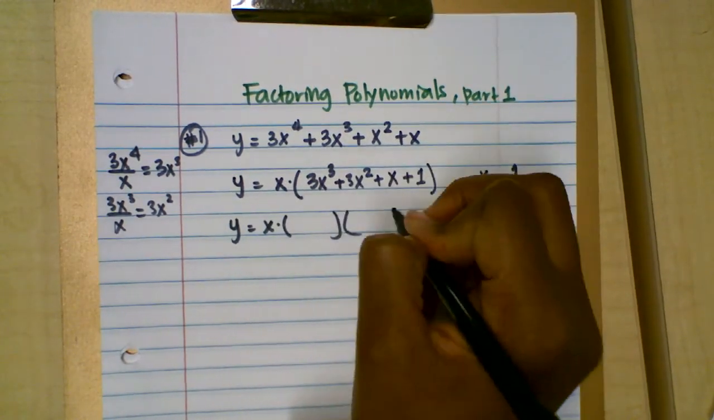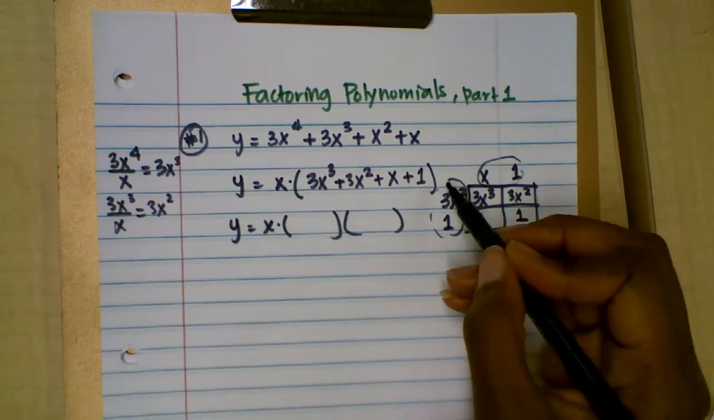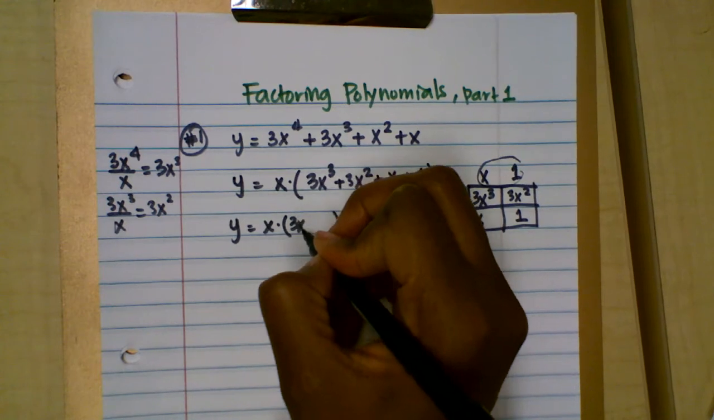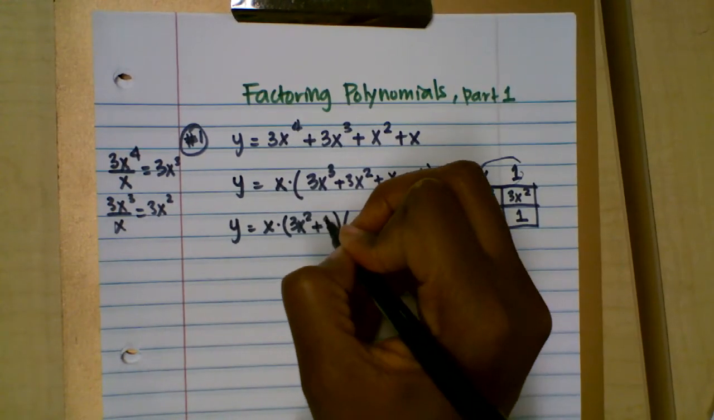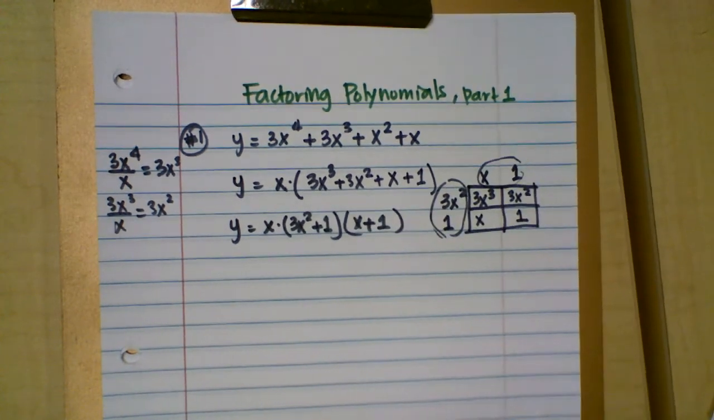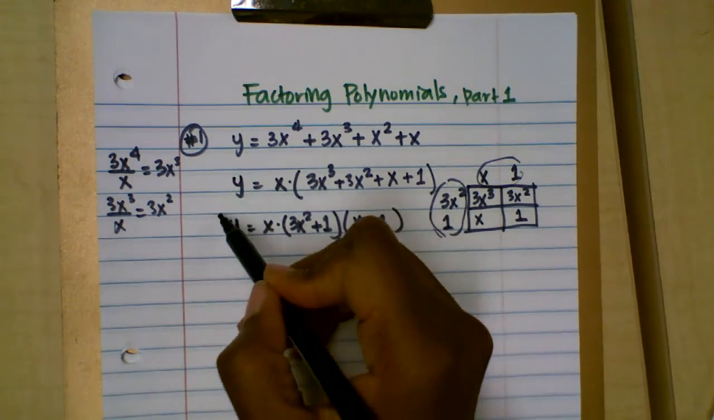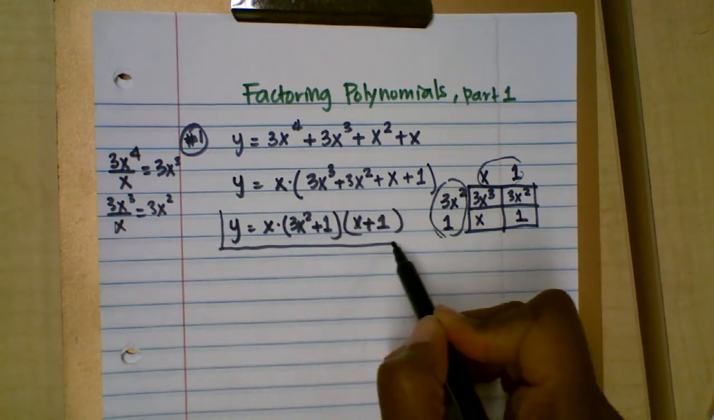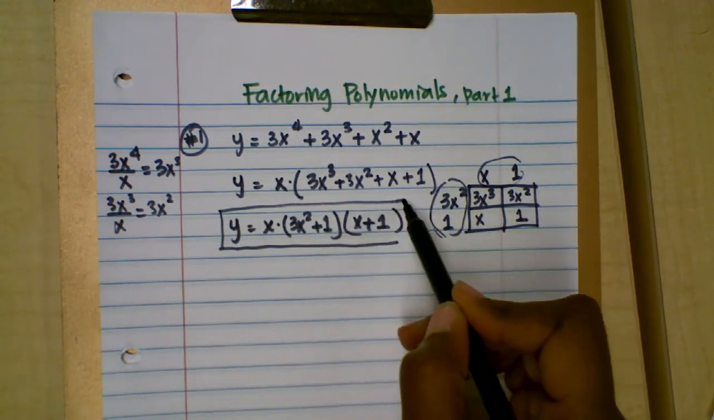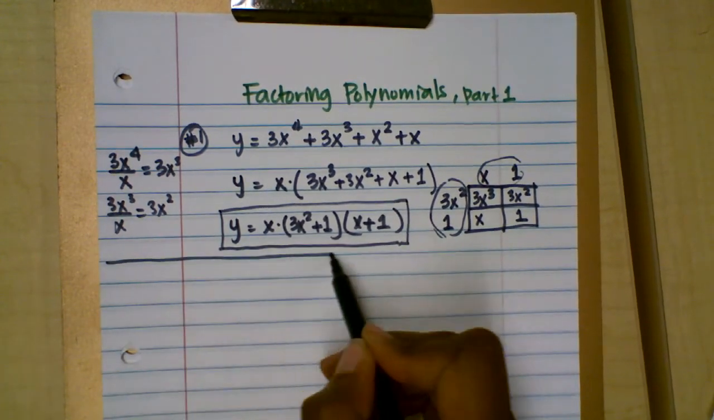So whatever expression is on the side, that's going to be the factor. So the first one is going to be 3x squared plus 1, and the second one is going to be x plus 1. And I notice there's no difference of two squares or sum of two squares, so we can just stop here. This is the factored form of this polynomial of degree 4. We are done factoring. So let's move on to example number 2.